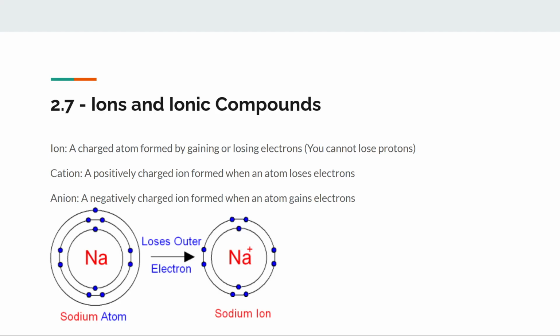2.7, ionic compounds. This is a really important lesson. Well, first, what is an ion? An ion is a charged atom formed by gaining or losing electrons, and this typically happens when a nonmetal who wants an electron more rips an electron off a less stable atom.